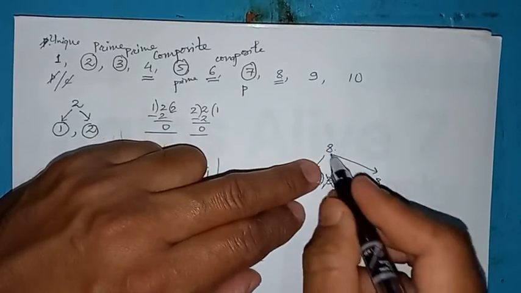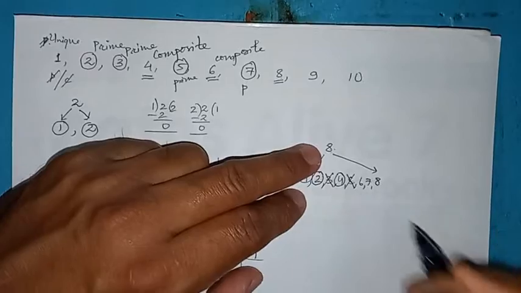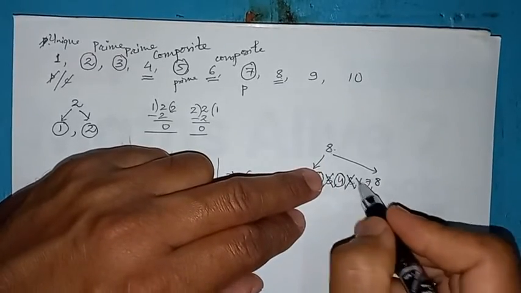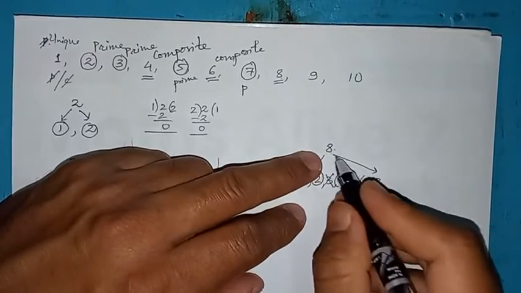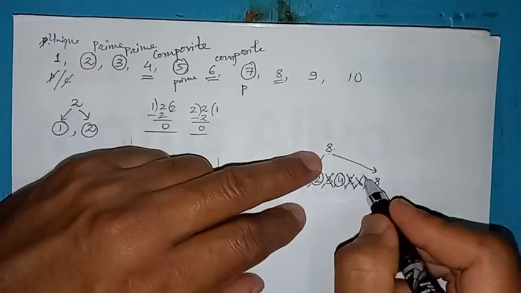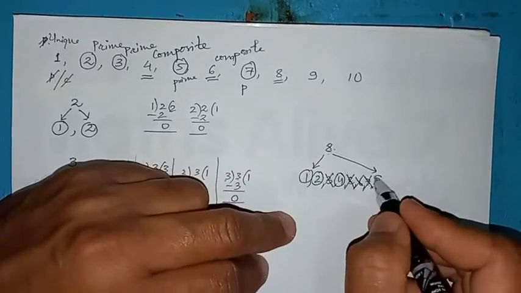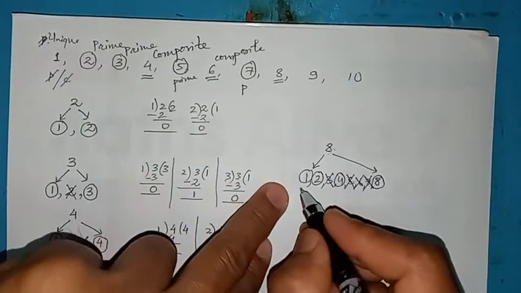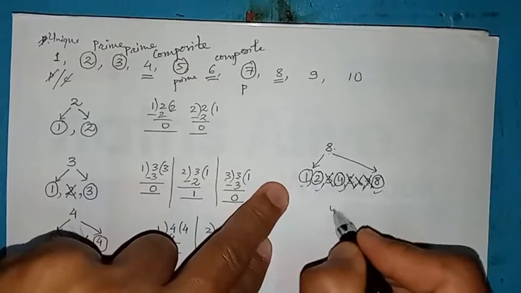5 1s are 5, 5 2s are 10. 8 doesn't come. 6 1s are 6, 6 2s are 12. So 8 doesn't come in the table of 6. 7 1s are 7, 7 2s are 14. So 8 doesn't come. 8 1s are 8. So you can see that 8 has how many factors? 1, 2, 3, 4. There are 4 factors of 8.